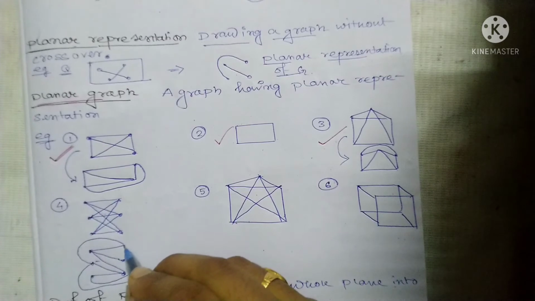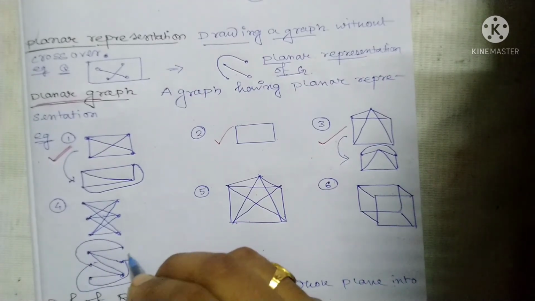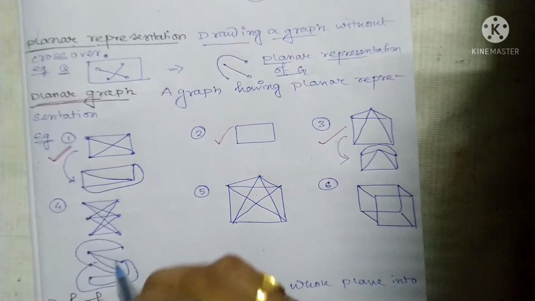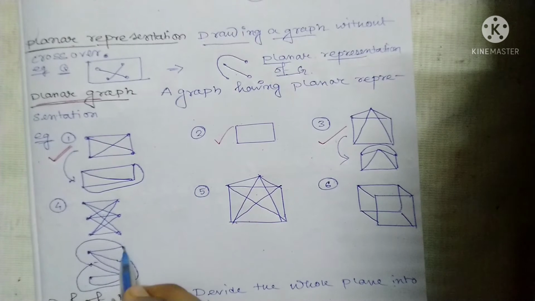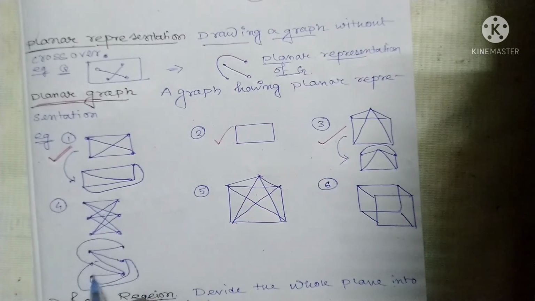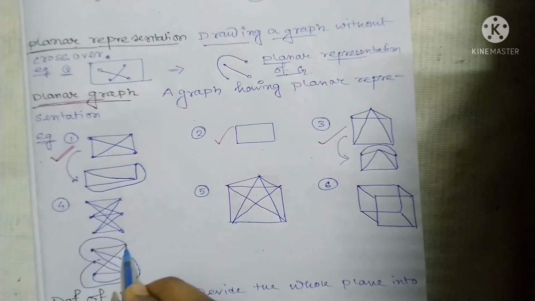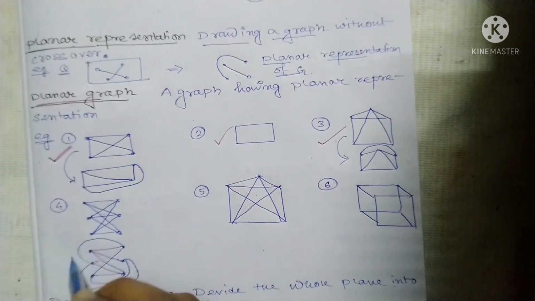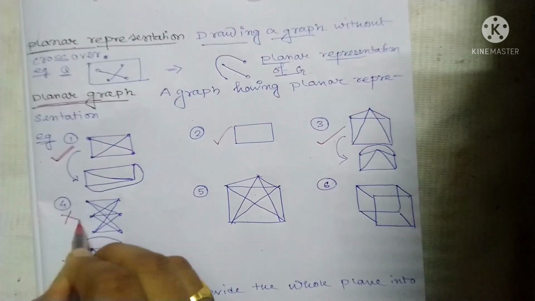But for drawing this edge, we cannot draw it because there is no path, because if we try to draw it, there will be at least one crossover. If we want to go from here to here, we have to make some crossover like this. If we draw this, there will be crossover, so we cannot draw the planar representation for this graph. So this is not a planar graph.